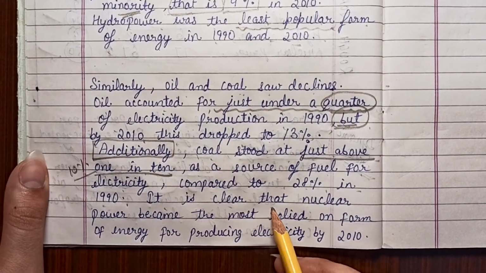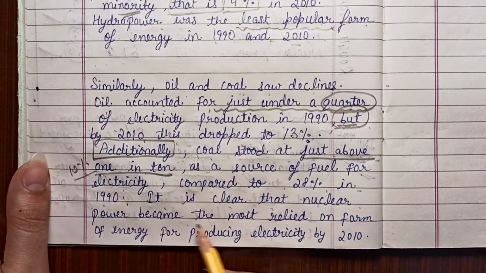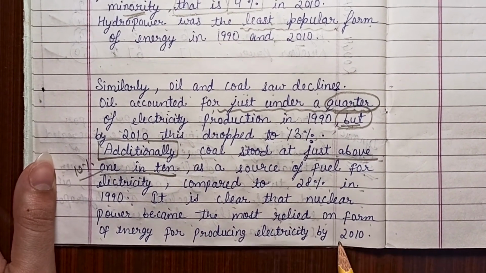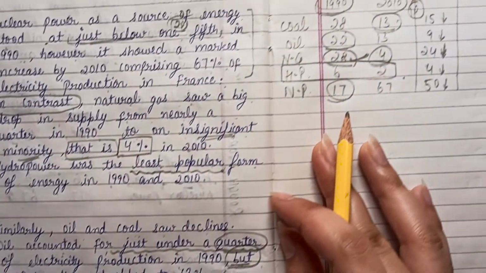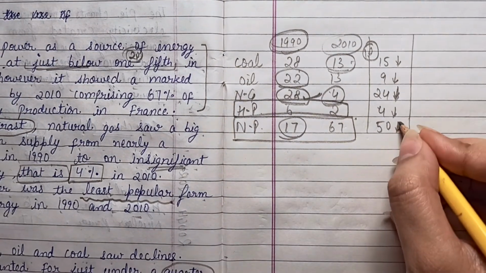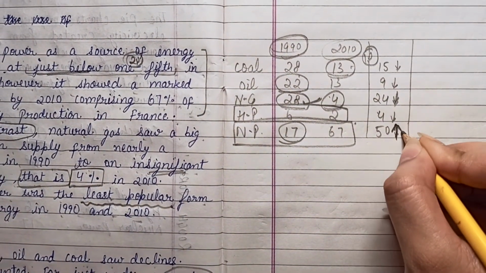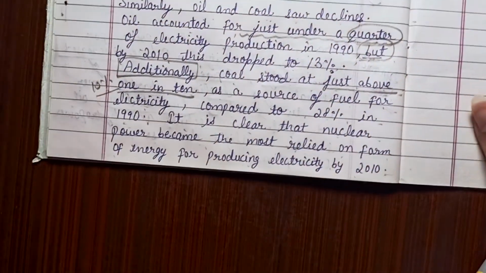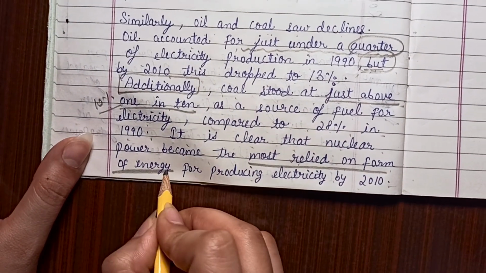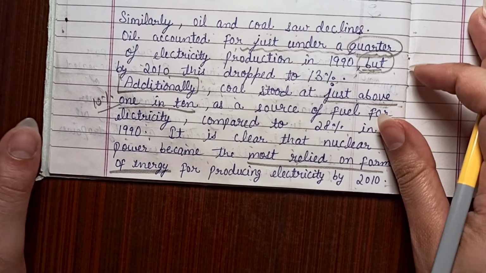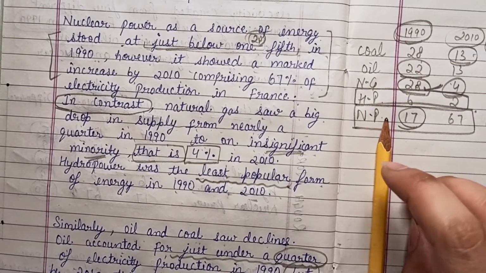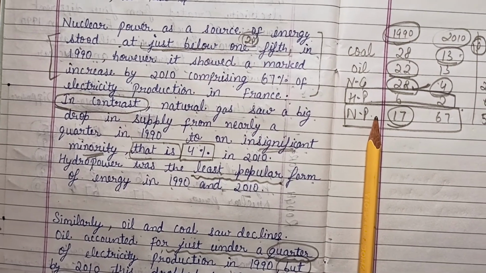It is clear that nuclear power became the most relied on form of energy for producing electricity by 2010. See this difference. This has increased. So that's why I have written the most relied on form of energy. Right? I hope you have understood how to write the BPs and the overall for the pie chart.